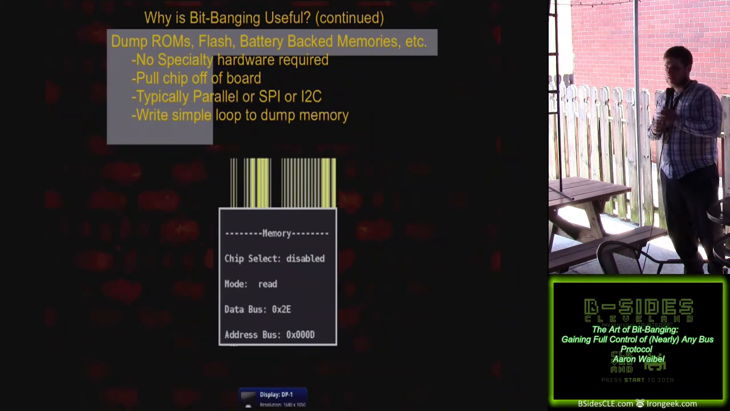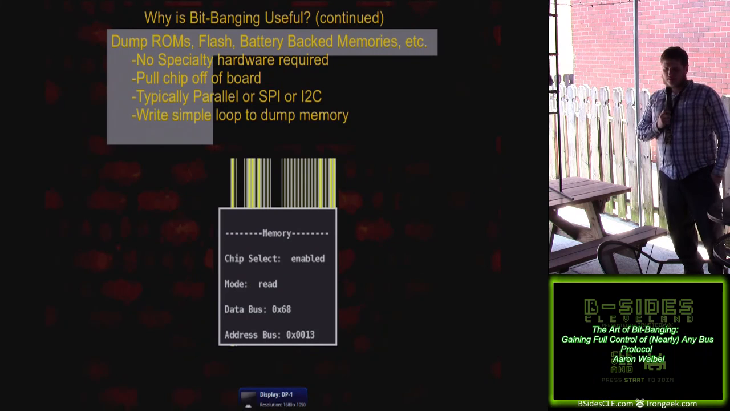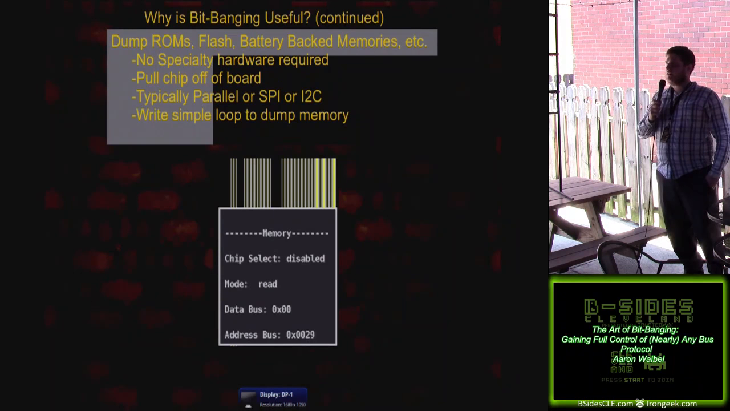It could have some non-disclosure agreements associated with the documentation. So there's a lot of times where it's just easier to write your own ROM dumper for the chip and get the memory off of it that way.